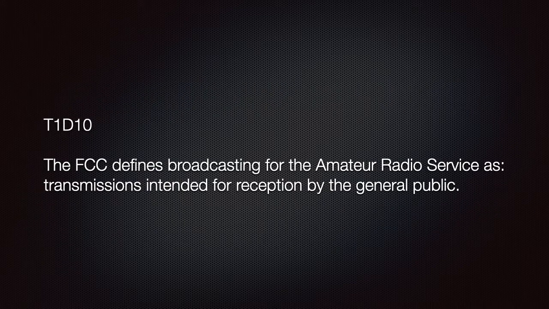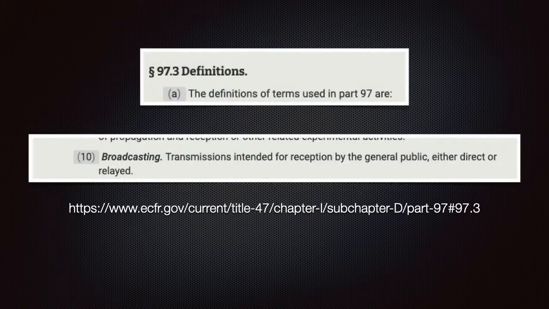To know, the FCC defines broadcasting for the amateur radio service as transmissions intended for reception by the general public. We find this in Part 97.3, Definitions. It defines broadcasting as transmissions intended for the reception by the general public, either direct or relayed.